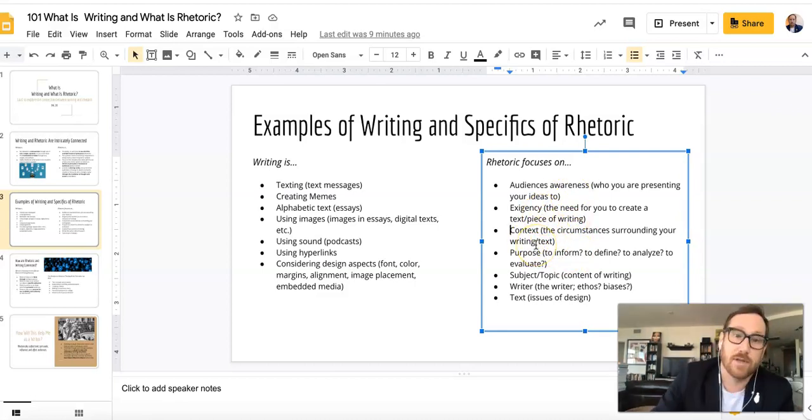So basically what I want you to get out of this is that writing is more than just writing, and that rhetoric asks you to focus on specific aspects of writing that will connect to audiences in some way, shape, or form and make them more open to your ideas.